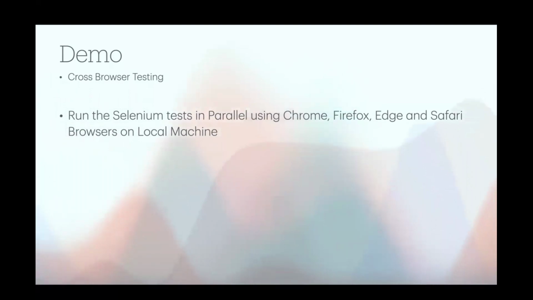It provides faster feedback on the build. And this faster feedback helps the team to fix the issues early and remove the blockers. So let's now move to the demo and check out how to perform parallel cross-browser testing using Selenium.